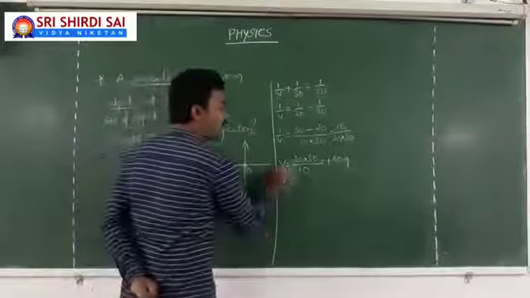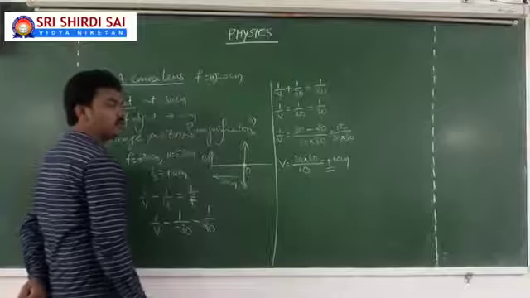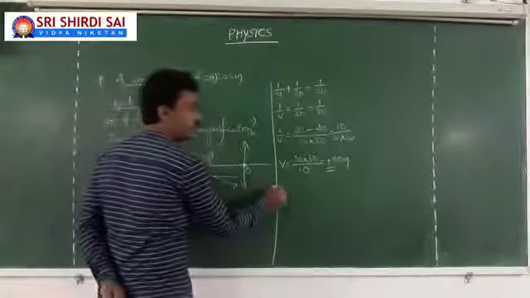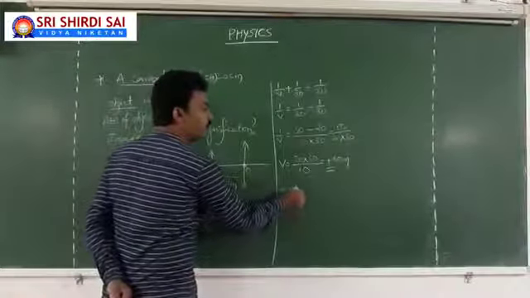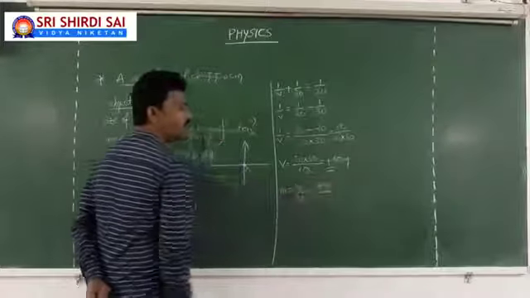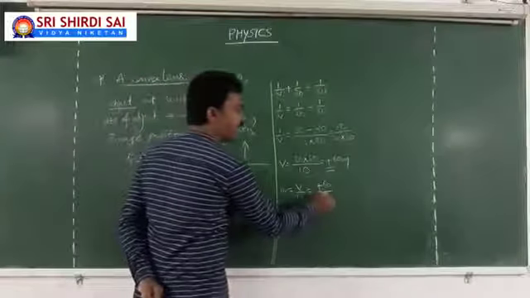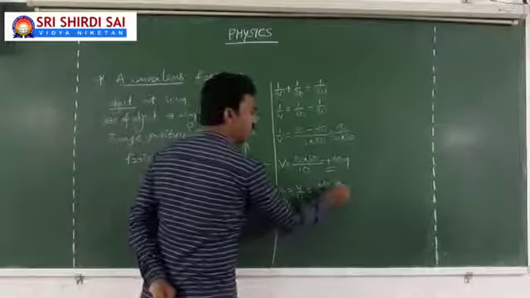So the image is obtained at 60 centimeters. Then magnification, m equal to v by u, v equal to plus 60, u equal to the object distance, minus 30. Your answer is minus 2.